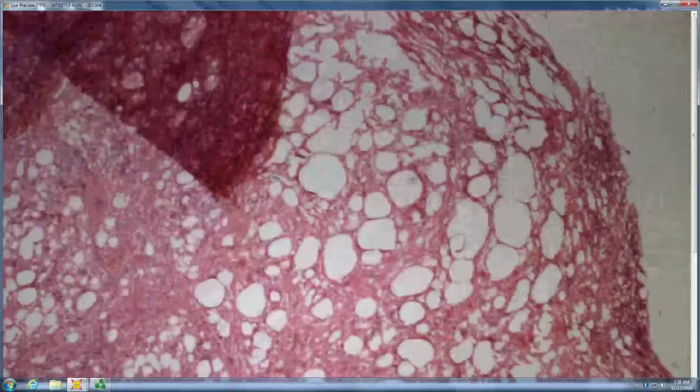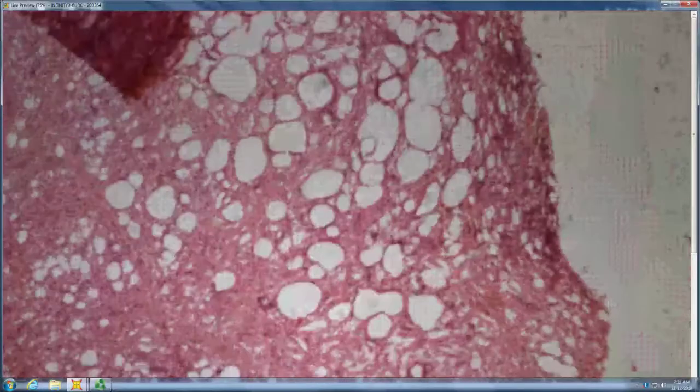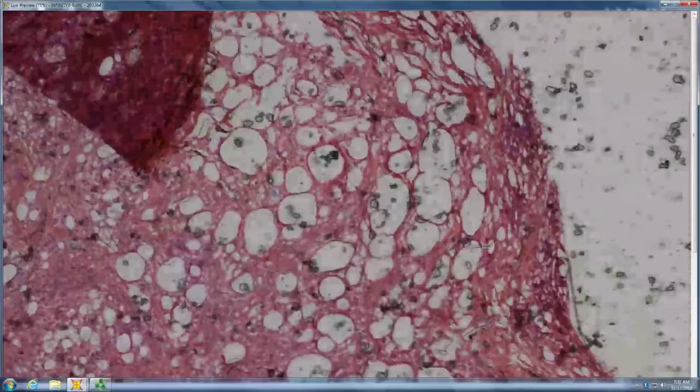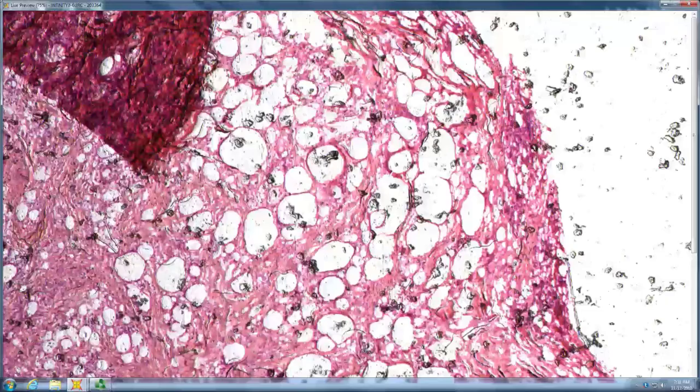Looks like lobular panniculitis because of the fat spaces. Yeah, and now I'm gonna flip down my condenser, and I'm gonna put my hand in there. And what's all that stuff? Silica. You are correct. Wow.